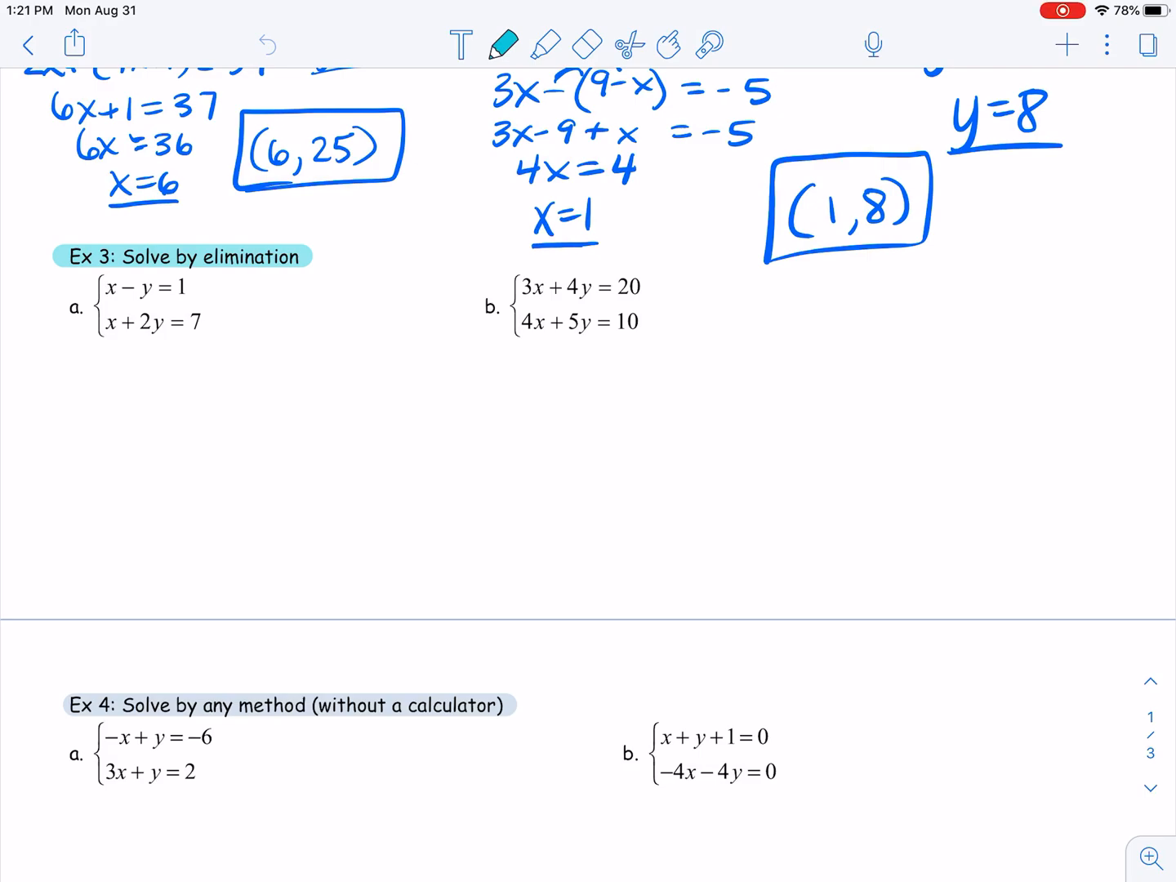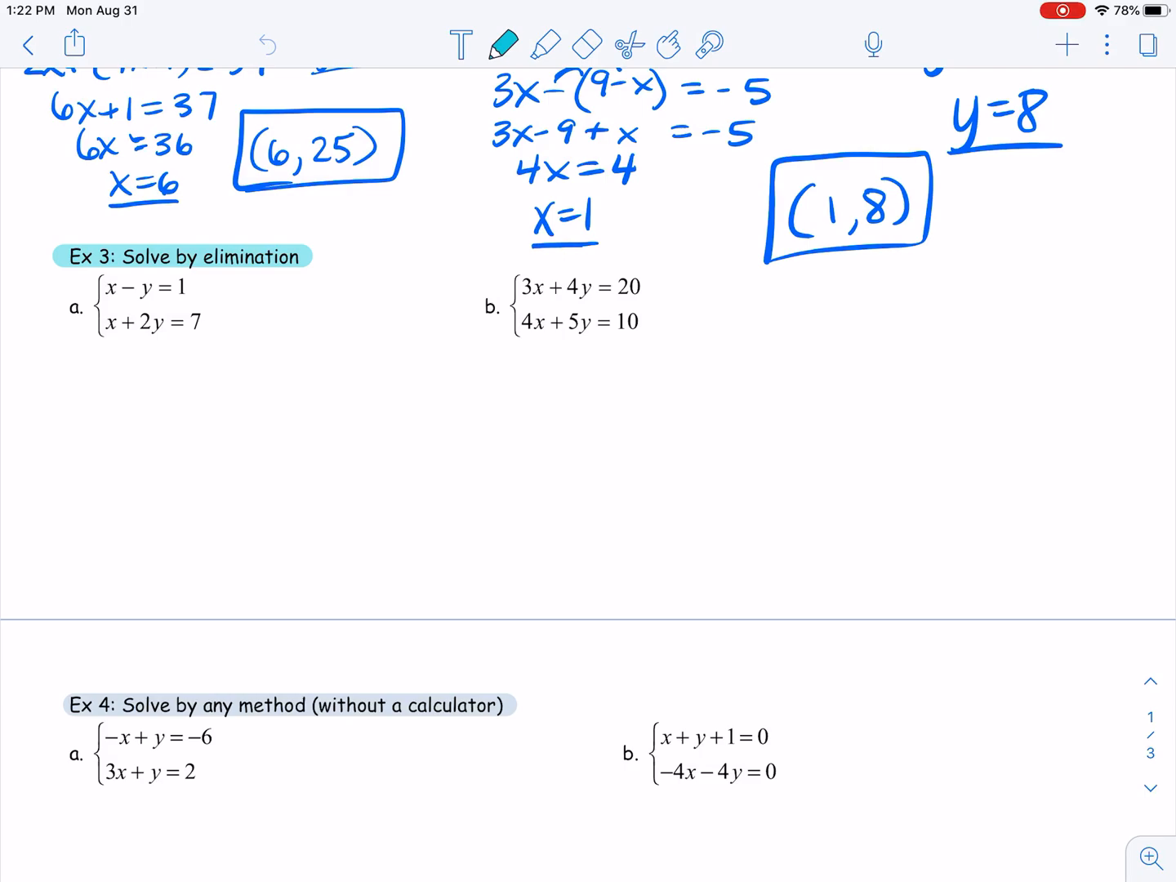If you don't want to do it to the x, you could also eliminate your y variable because you see that you have a negative y and then a positive 2y. So if you were to multiply that first equation by 2, you would have a 2x minus 2y equals 2, and then your y variables would cancel out when you combine them. It does not matter which route that you choose. You should end up getting the same answer regardless.